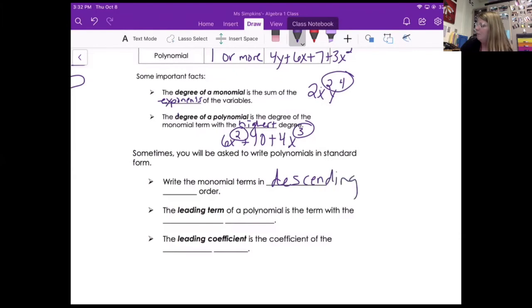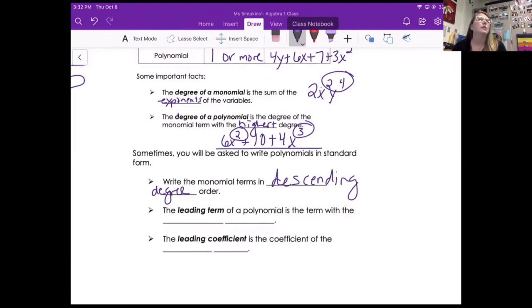D-E-S-C-E-N-D-I-N-G, I think. Okay. We are going to write it in descending degree order. So let me give you an example, and I would encourage you to write this. If we had, so we'll do the one that I wrote up here: 6x squared plus 10 plus 4x to the 3rd.